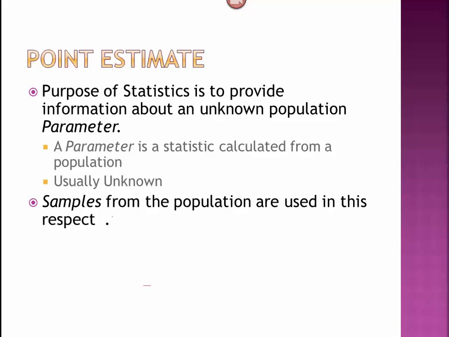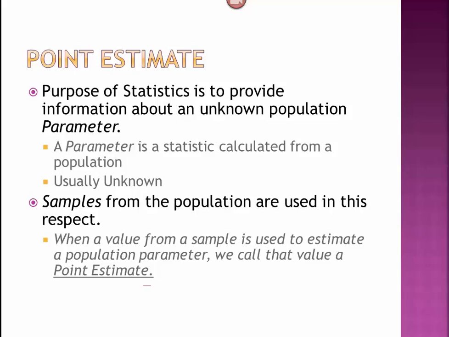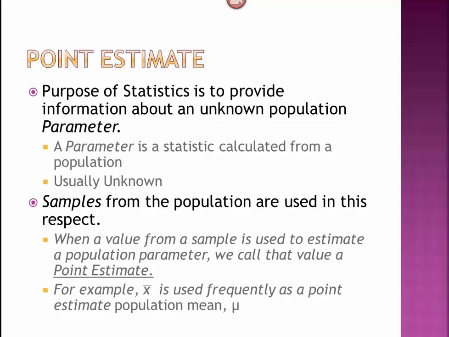Samples are what we turn to in this respect. Samples can actually tell us a lot of information about a population. When a value from a sample is used to estimate a population parameter, we call that value a point estimate. Symbolically even, we differentiate between the two. We use x bar. You've seen that frequently used as a symbol for the mean. But we would use this, because this represents the mean of a sample, as a point estimate for the unknown population mu, which is the mean of the population.